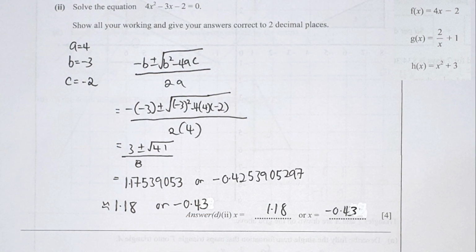So in this equation here, 4 is actually your a, b is negative 3, and c is negative 2. So this one can only be solved through the quadratic formula. The formula goes: negative b plus or minus the square root of b squared minus 4ac, over 2a. Substituting a, b, and c into their respective places, you should get your final results as 1.18 and negative 0.43.